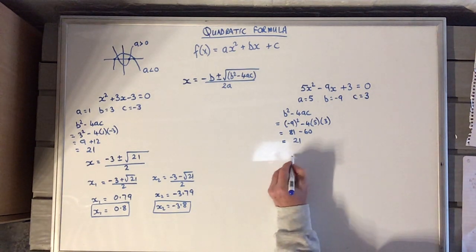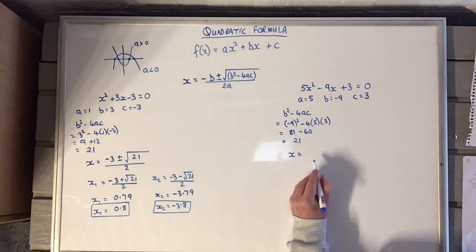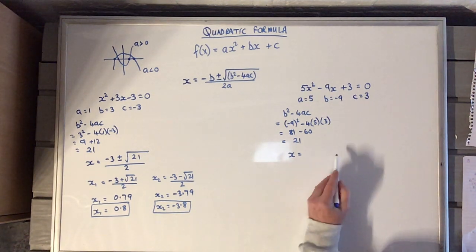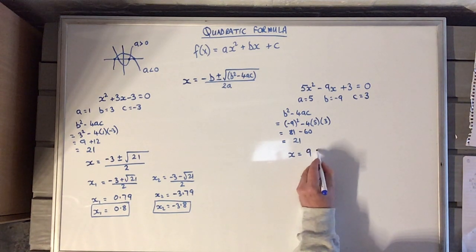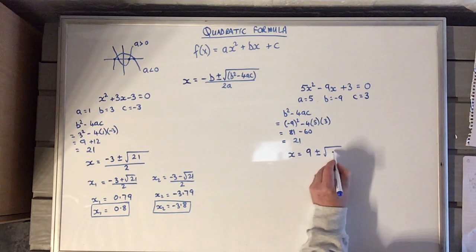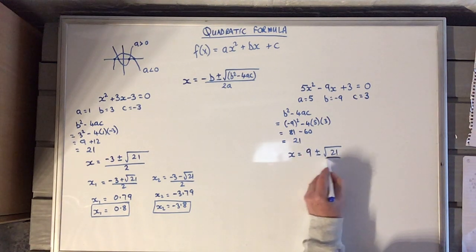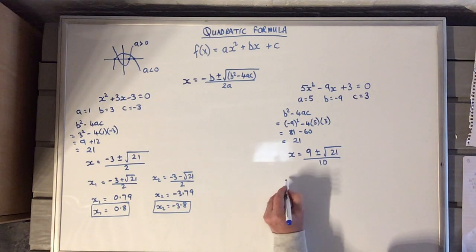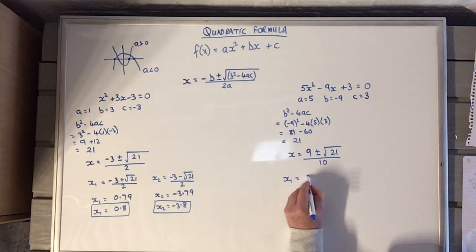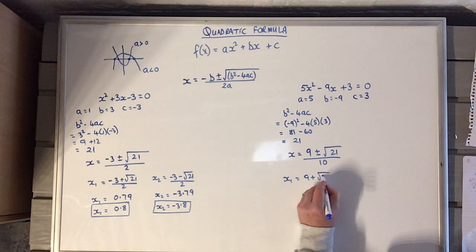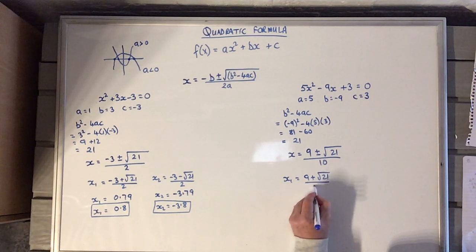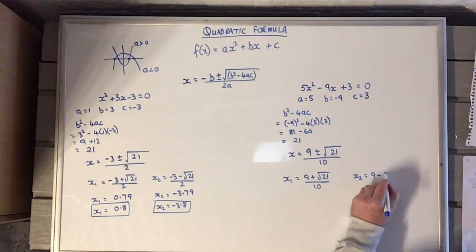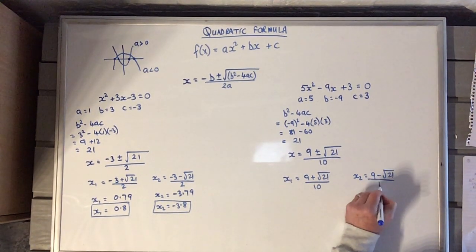So let's shove it all into the quadratic formula. So minus b, b is minus 9, but it's minus b, so that's going to be a positive 9, plus or minus the square root of the 21 that we just worked out there, all over 2a, well a is 5, so that's going to be 10 this time. So one of my roots is going to be 9 plus root 21 over 10, and my second root is going to be 9 minus root 21 over 10.